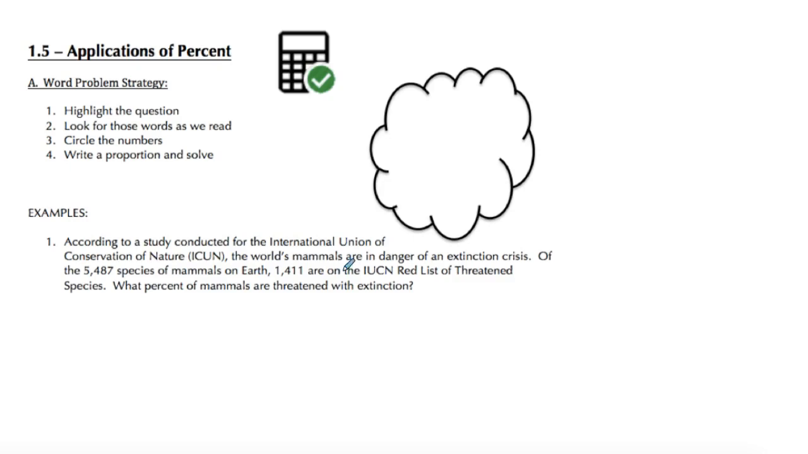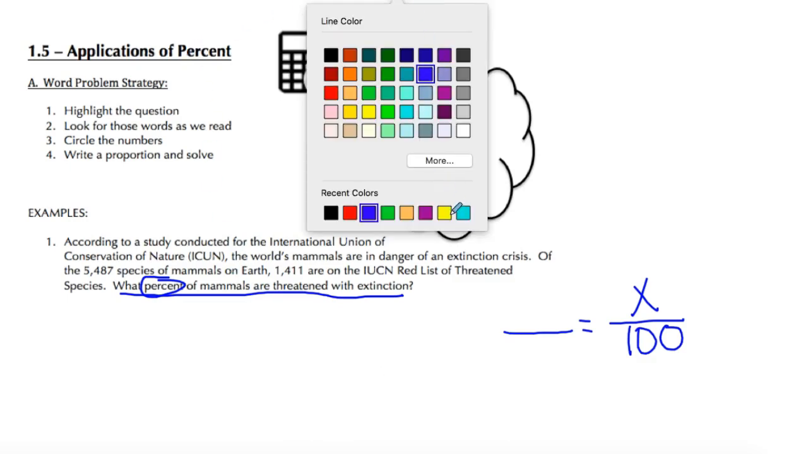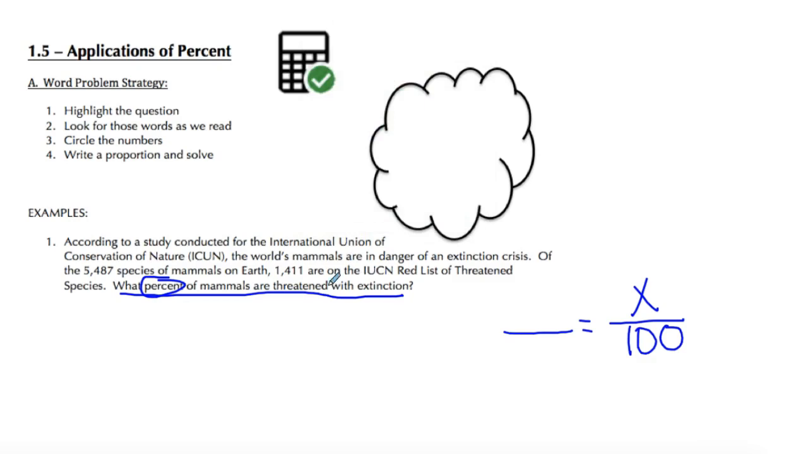Okay, so if we look at this first problem, I see that my question is at the end and it says, what percent of mammals are threatened with extinction? So I know I'm looking for a percent. So if I think about my proportions, I know I'm looking for the percent because it said what percent. Okay, and so now I'm going to change my color. I'm going to go through and circle and underline important stuff.